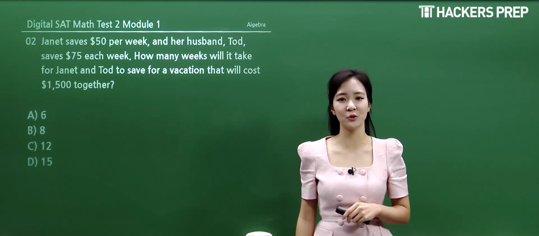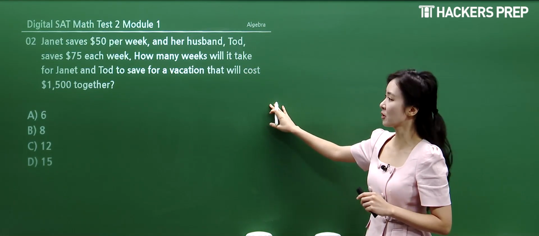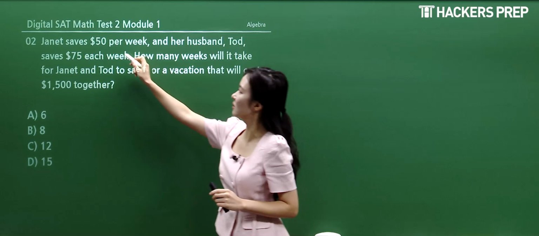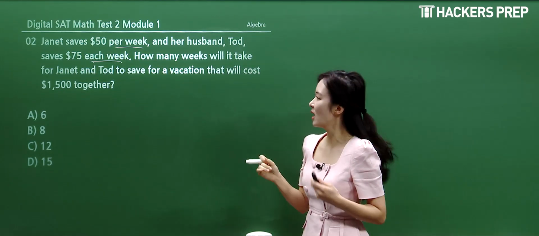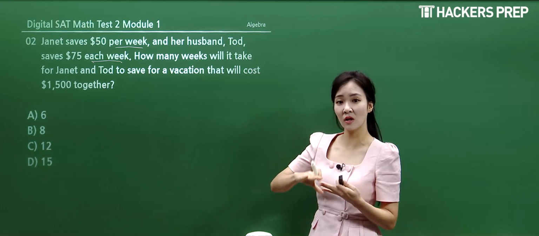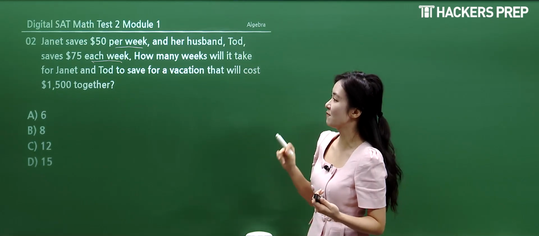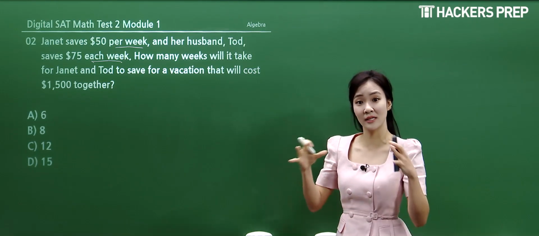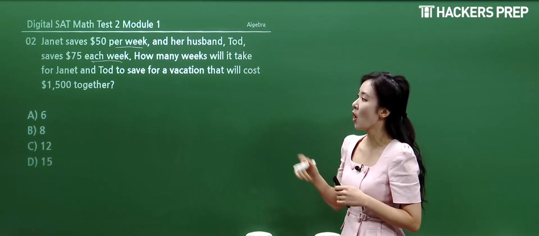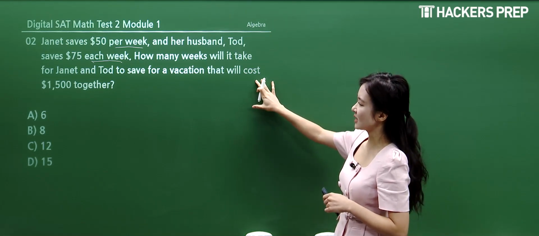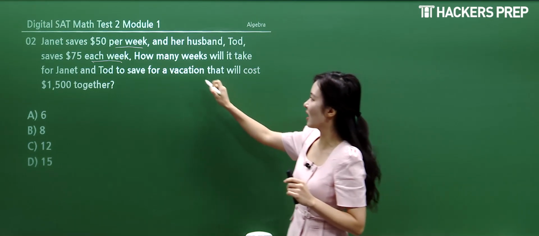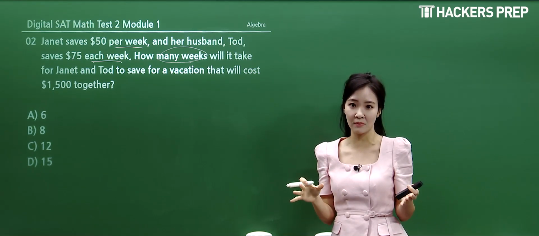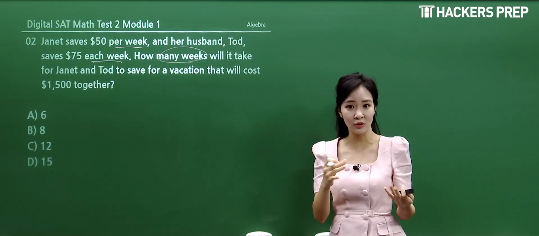Okay, question 2. Janet saves $50 per week, and her husband Todd saves $75 each week. Now, per week and each week, it's the same expression there. How many weeks will it take for Janet and Todd together to save for a vacation that will cost $1,500 together? One other hint that we need to take note of is that they're asking how many weeks together, which means the number of weeks for Janet and for Todd is going to be the same. So why don't we use the variable W for weeks?